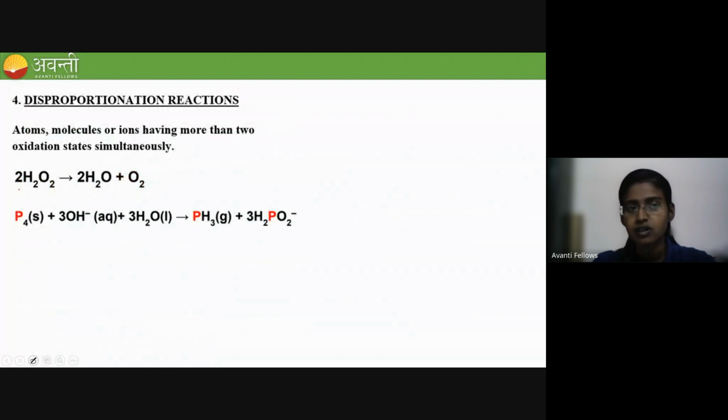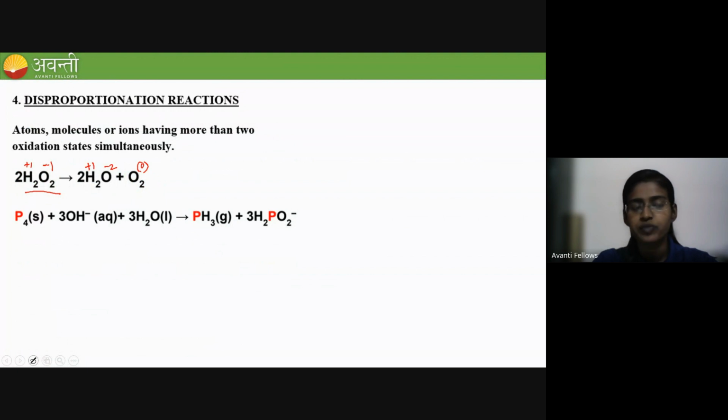Atoms, molecules, or ions having more than two oxidation states simultaneously. So here in this case, what we have? The oxidation number of hydrogen is +1. And for oxygen, here it is peroxide. So in peroxide, the oxidation state of oxygen is -1, right? And here in water, it is -2, +1. And here this oxygen is present in elemental form, so it is 0.